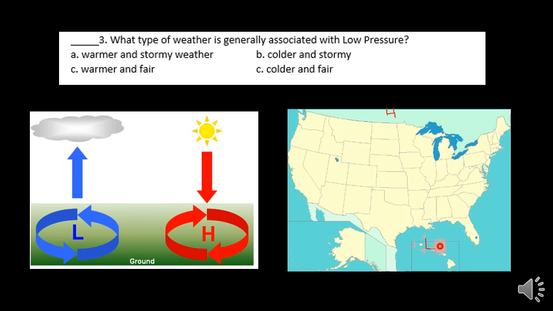Low pressure is the Gulf of Mexico: warm, wet, stormy, bad weather. High pressure is cool, dry, very fair weather coming down out of Canada. Very clear skies whenever you have it coming down from Canada.